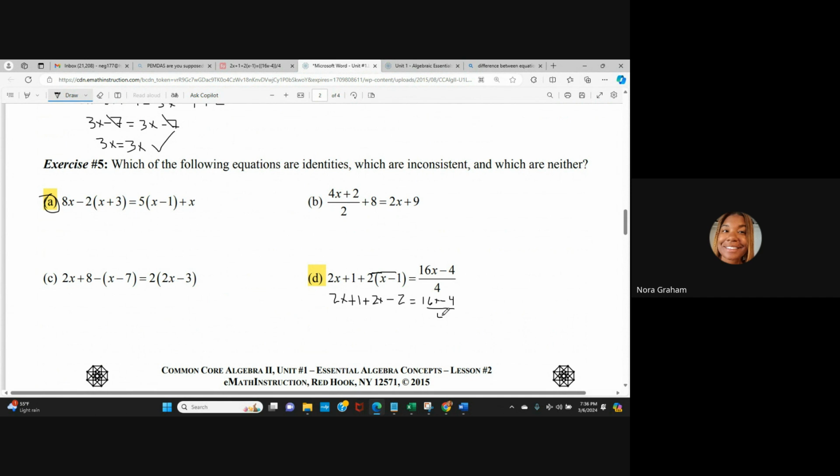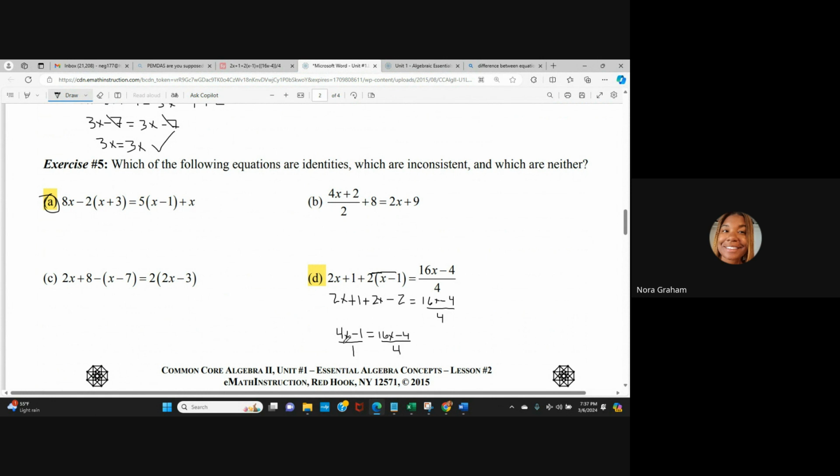Now on the left-hand side I'm going to combine my like terms. I have 2x and 2x. That's going to give me 4x. And then positive 1 minus 2, that's going to give me negative 1, right, equals 16x minus 4, and that's over 4. Now that we simplified that down, it's kind of easier to see. Whenever I have one side of my equation that looks like a fraction and the other side that doesn't, I like to make both sides look like fractions. So we can always make this side of the equation look like a fraction by putting it over 1, okay?